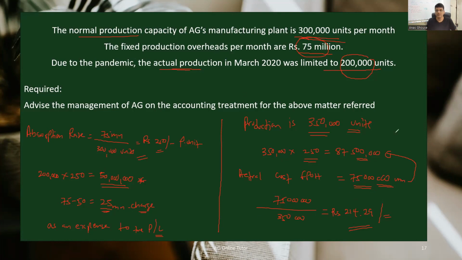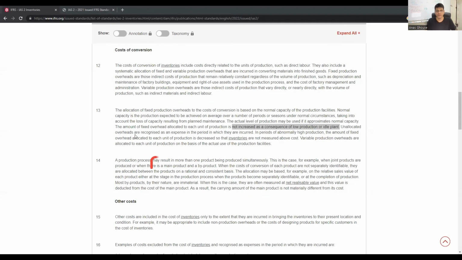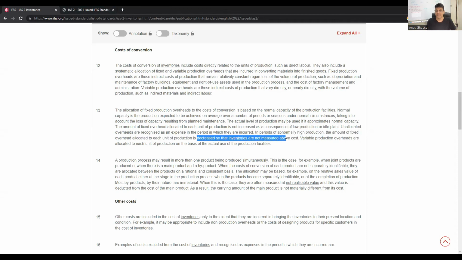Let me show you the extract from the standard with regard to the high production. Here, unallocated overheads are recognized as an expense in the period in which they are incurred. In periods of abnormally high production, the amount of fixed overhead allocated to each unit of production is decreased, so that the inventories are not measured above cost. So this is what the standard says.